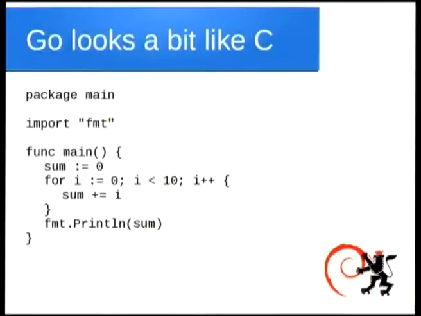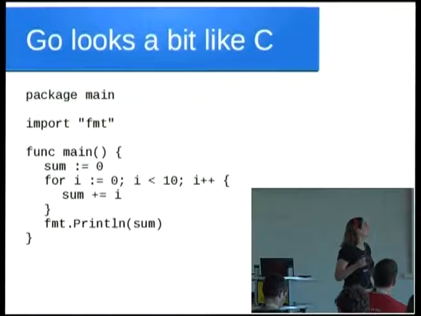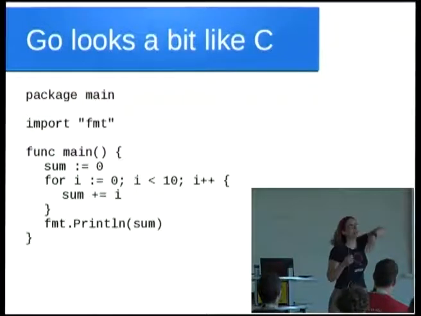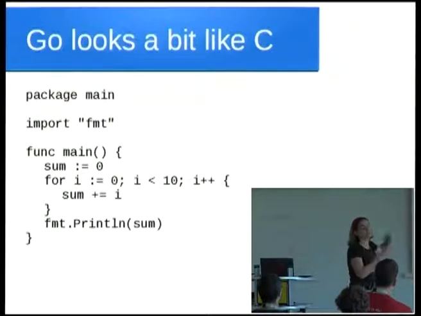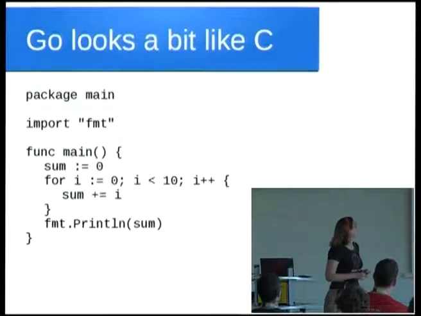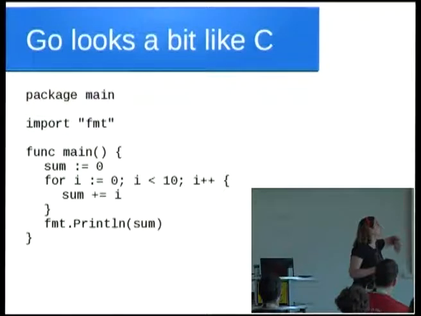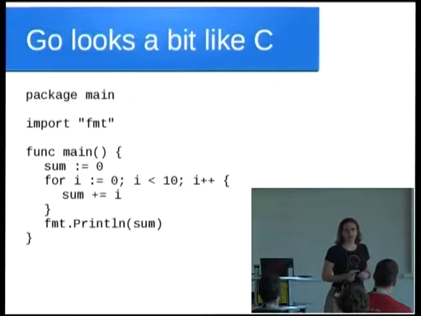So what does Go look like? This is a very simple Go program. For people that come from C, it's going to look familiar. Every main package. So package main means that this is where the main function is going to be. Then import fmt, it's bringing in the package that will allow printing on the screen.